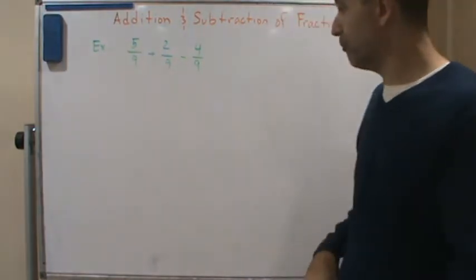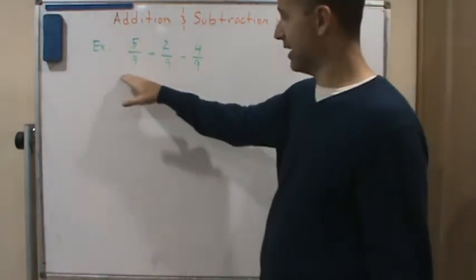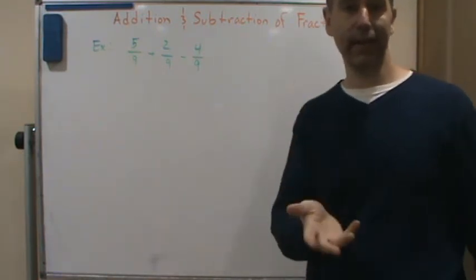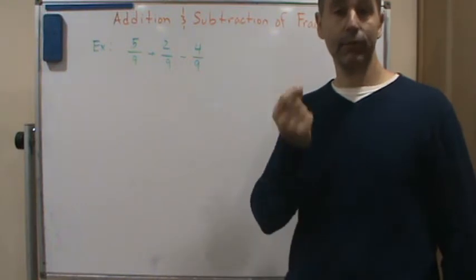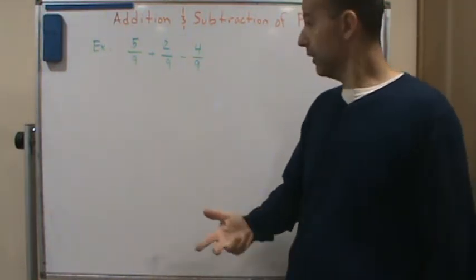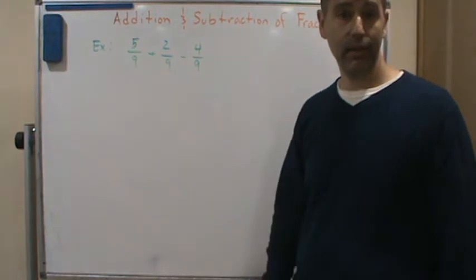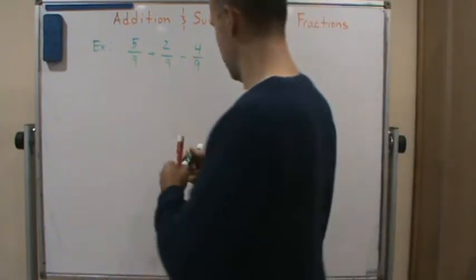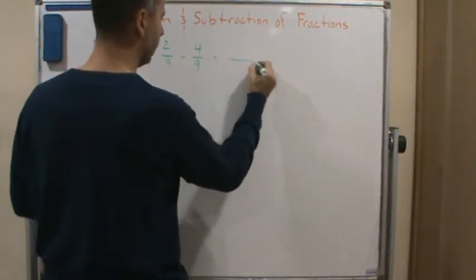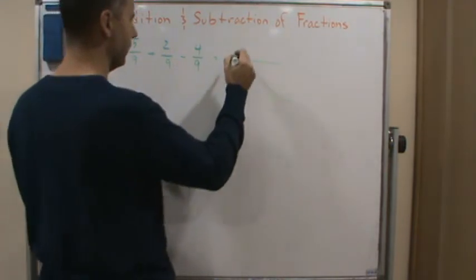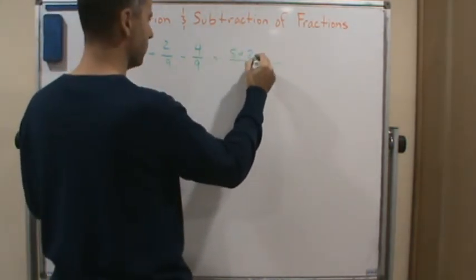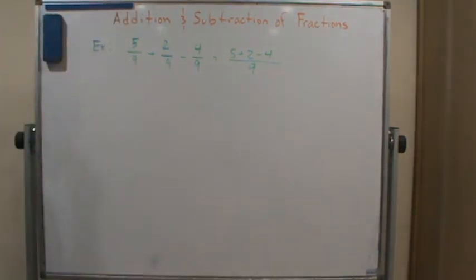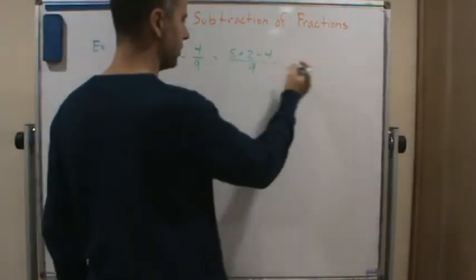Now in this case, they all have the same kind. They're all ninths. So how do we do that? If they have a common denominator, if they're the same kind, then we can just add and subtract the numerators and keep the denominators. So we're going to add and subtract across the top. We're going to say 5 plus 2 minus 4, and then we just keep the bottom. That's it. And now we simplify.